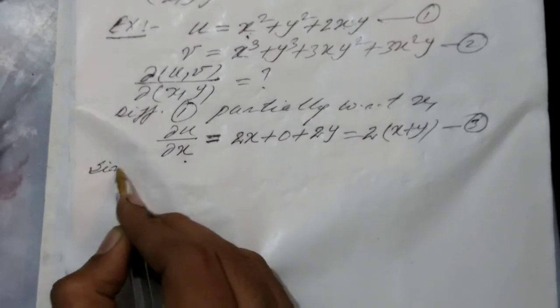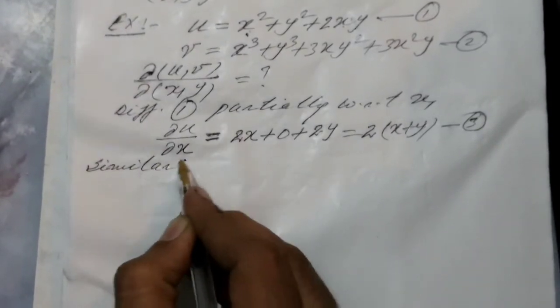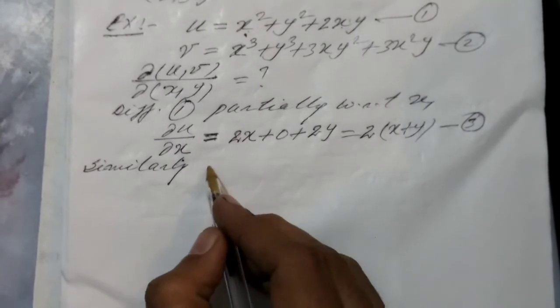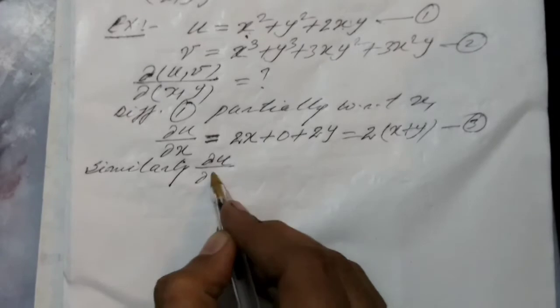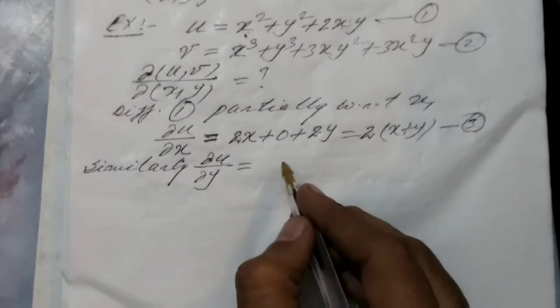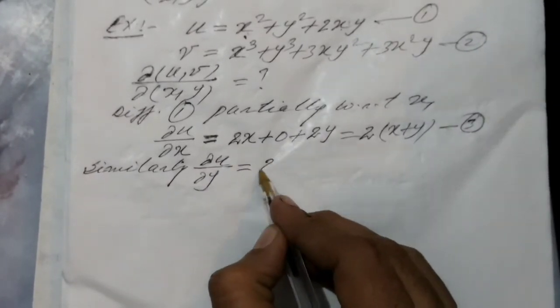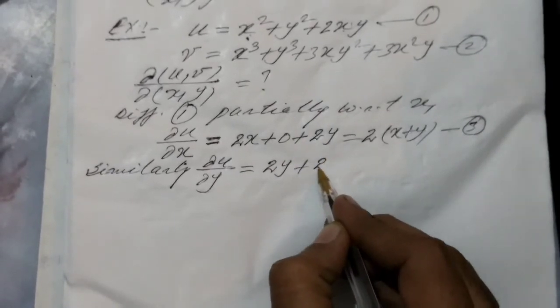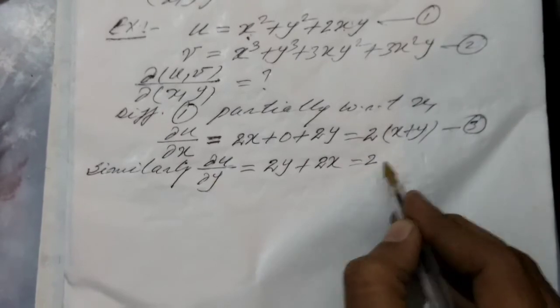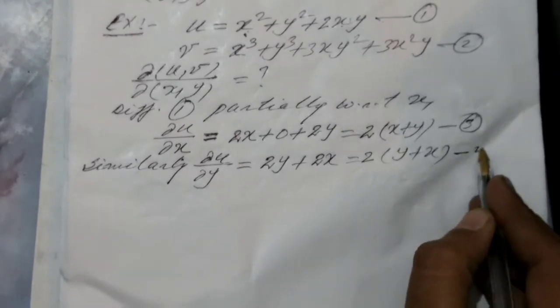3. Similarly, partial differential of u with respect to y, we may find del u upon del y is equal to 2y plus 2x, or 2y plus 2x. Equation number 4.